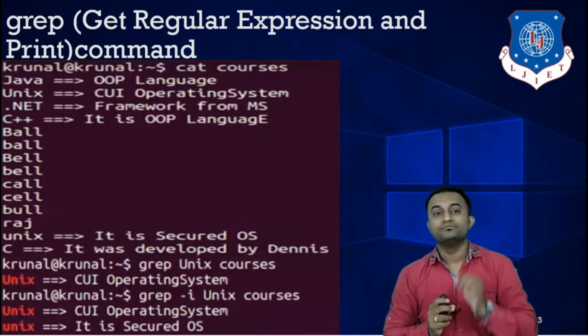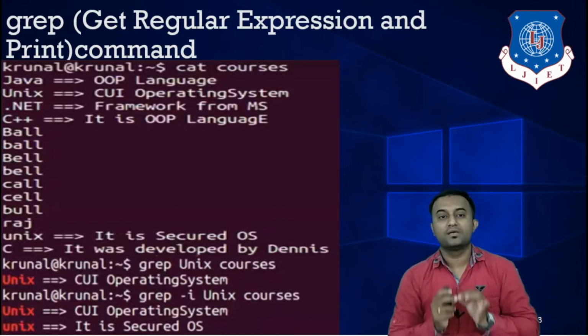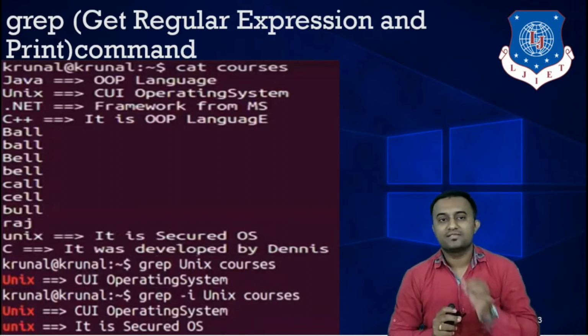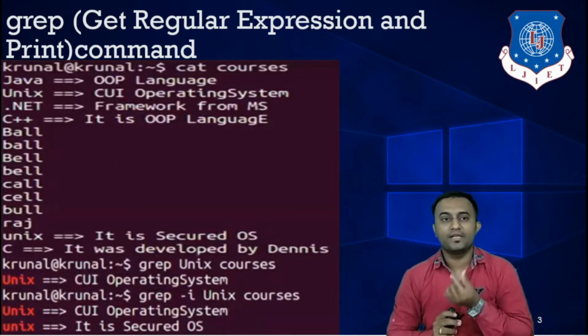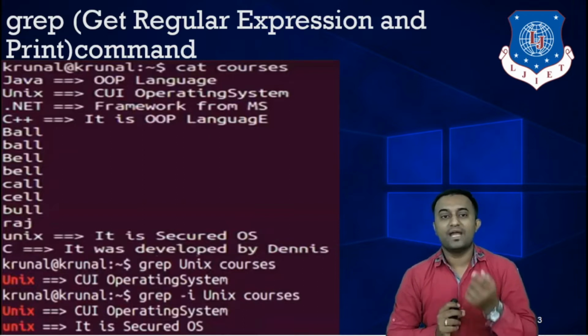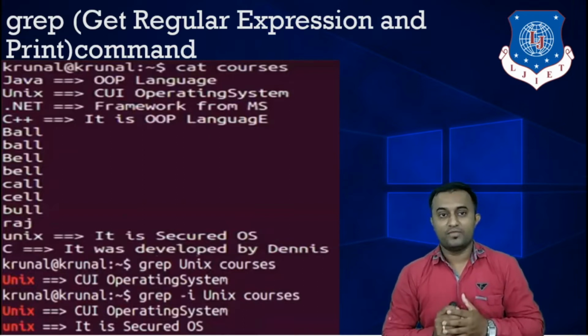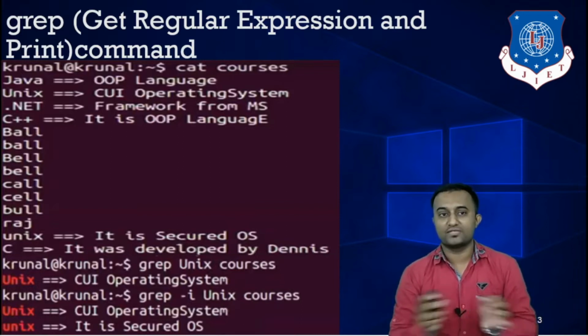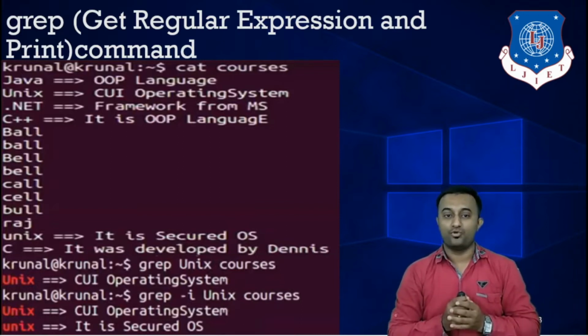So you can see the Unix GUI operating system, the second row, in which Unix is written in the same format that I have fired in this particular command. Unix, U is capital, so that would be fetched from the file courses, and it will be displayed. So that second row would be displayed in this case as output.